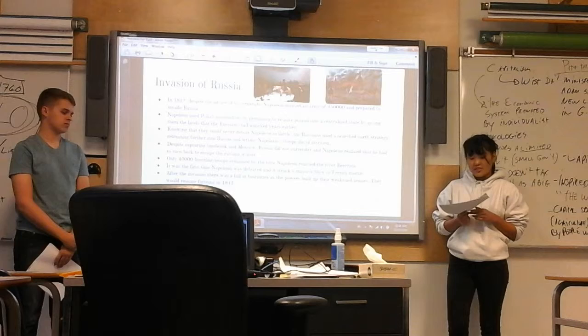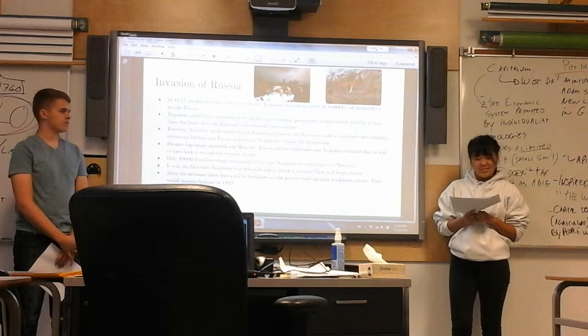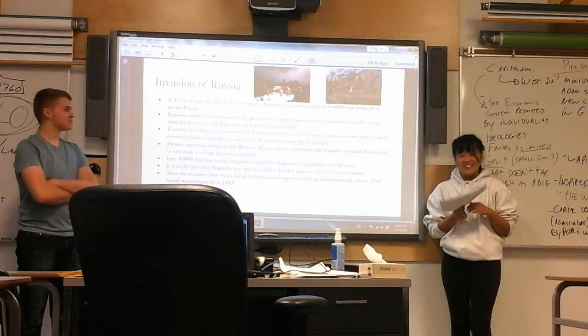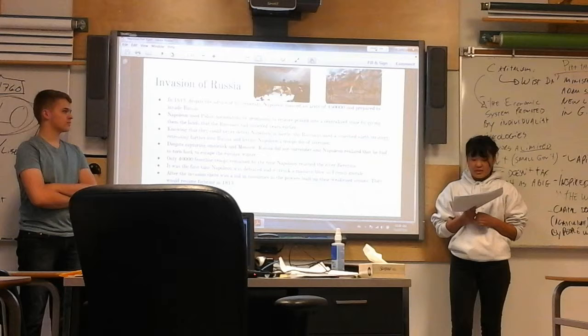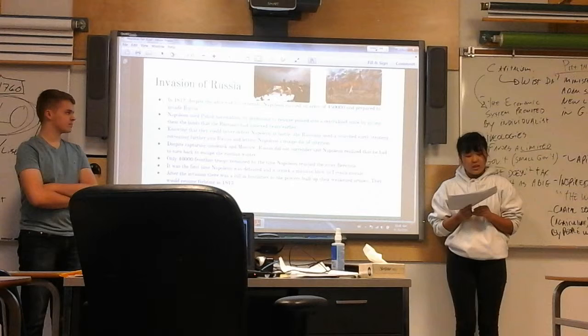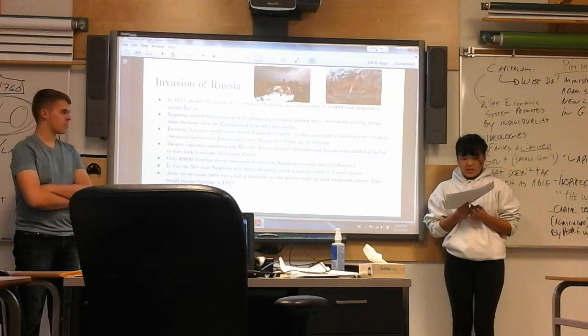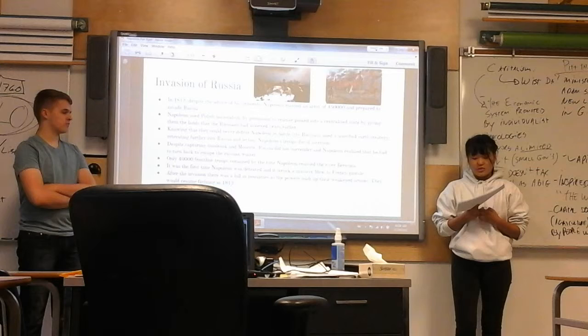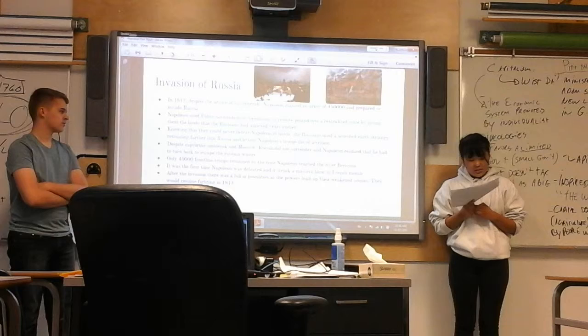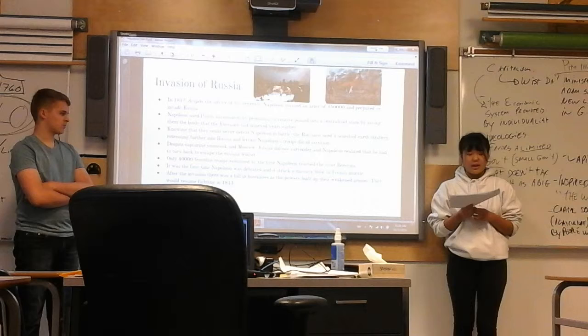So in 1812, despite the advances of his generals, Napoleon amassed an army of 400,000 and prepared to invade Russia. And then he used Polish nationalism by promising to reunite Poland into a centralized state by giving them the land that Russians had annexed years earlier. Knowing that they could never defeat Napoleon in battle, they used a scorched earth strategy and retreated further into Russia, letting Napoleon's troops die of attrition. And then despite capturing Smolensk and Moscow, Russia did not surrender, and Napoleon realized that he had to turn back to escape the Russian winter.